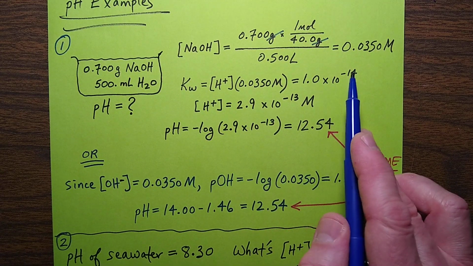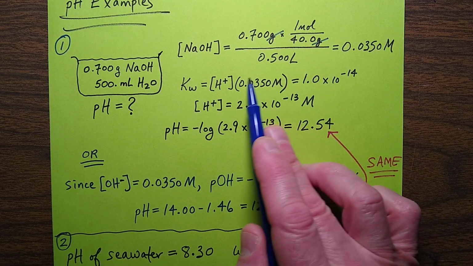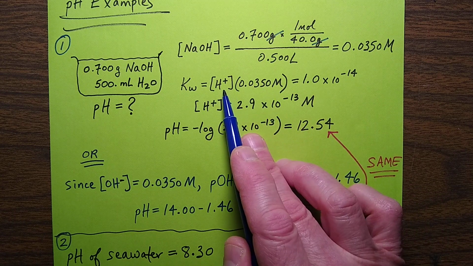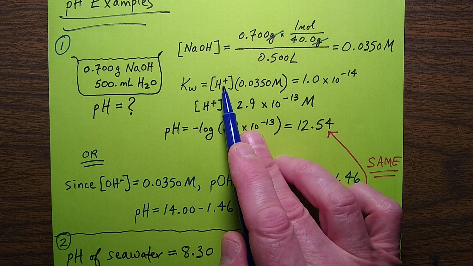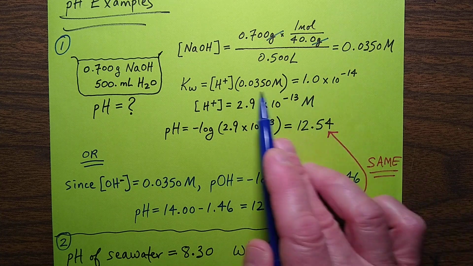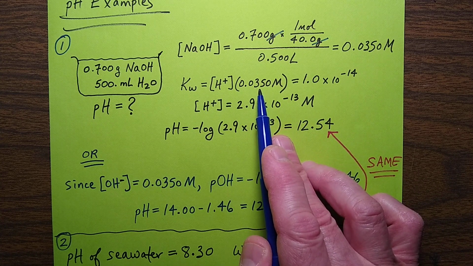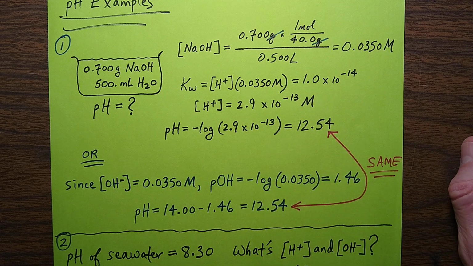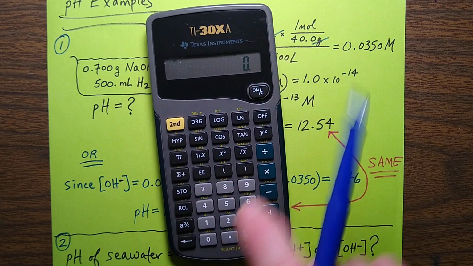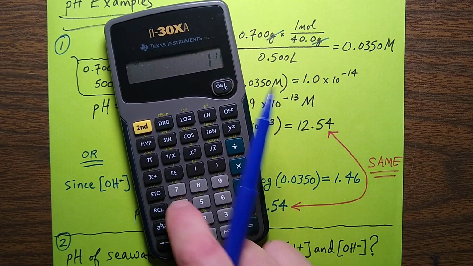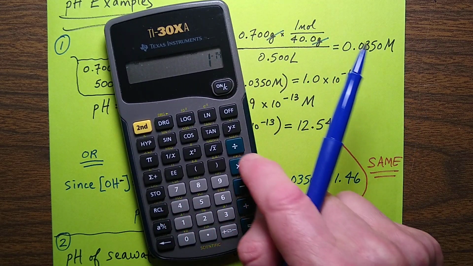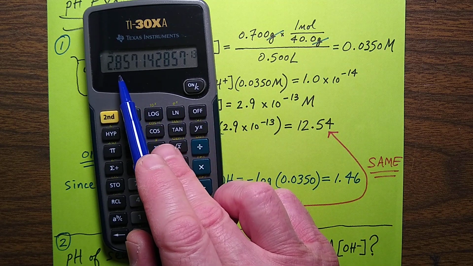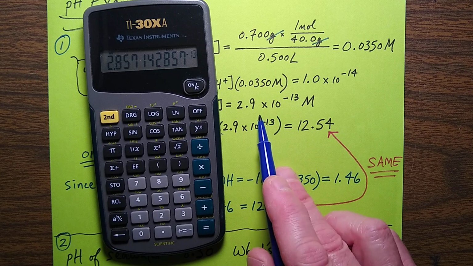I'm saying that the value of Kw equals the known, now calculated, concentration of hydroxide times the unknown. And I solve for this by dividing by that number. I just move the 0.0350 to the denominator. I get 2.9 times 10 to the negative 13. Let me just make sure that's right. 1 EE negative 14 divided by 0.0350, I get 2.9 times 10 to the negative 13th.